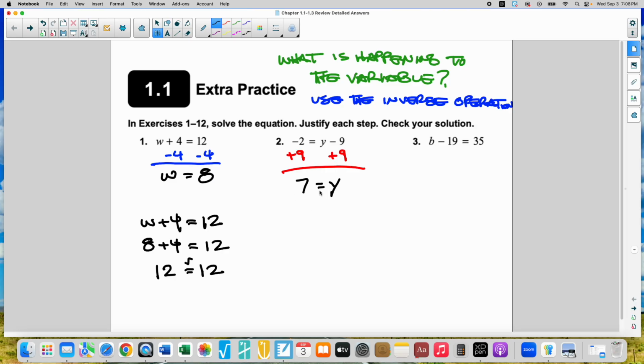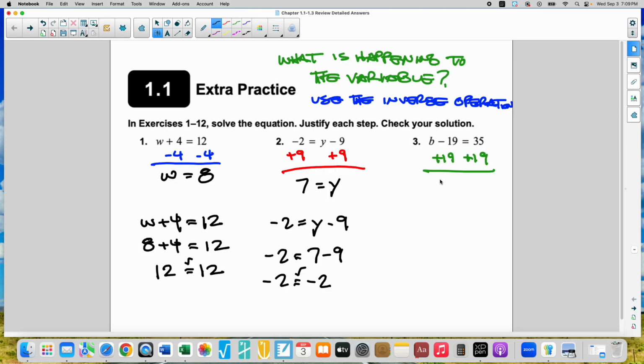We don't have to write y equals 7 like we had w equals 8. The variable can be solved and isolated on the right side. We're going to take that starting equation. We're going to plug in 7 for my variable. We're going to simplify the right side. And does the left side equal the right side? Yes, it does. My variable is b. It's being subtracted by 19. The inverse of subtracting 19 is adding 19.